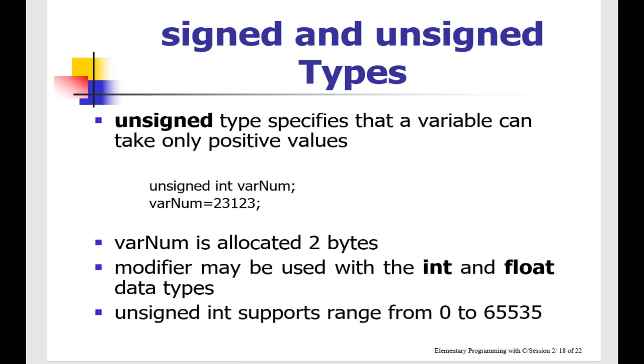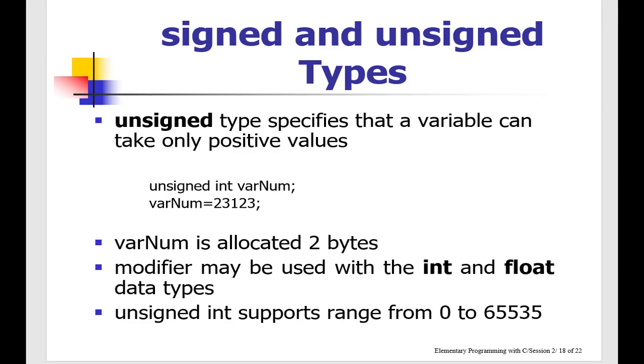Okay, let's start by looking at the signed and unsigned types. As we previously mentioned, unsigned type specifies that a value can only take positive values. We have an example there: unsigned int varnum, and we assign varnum 23,123. Varnum is allocated 2 bytes. The modifier may be used with the int and float data types. An unsigned int supports the range from 0 to 65,535. That is if it is taking up 2 bytes.